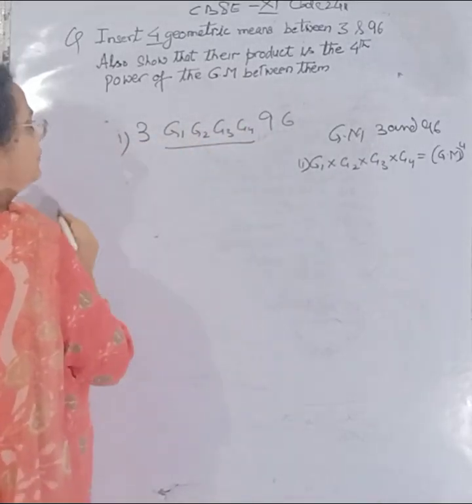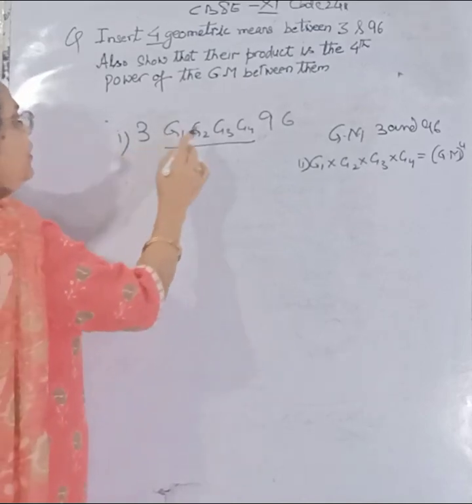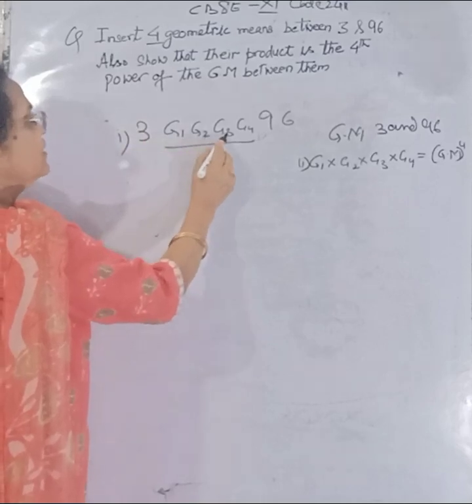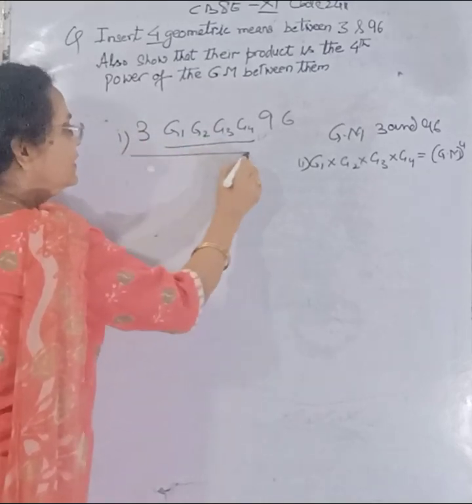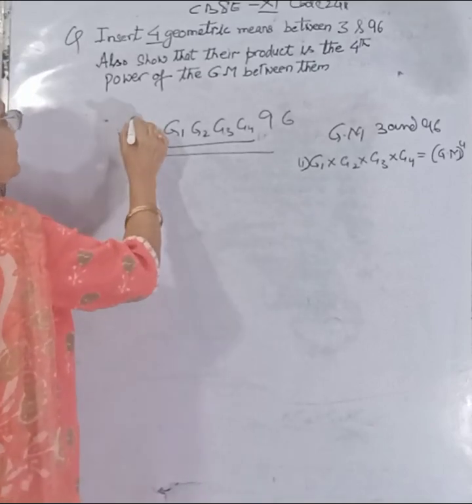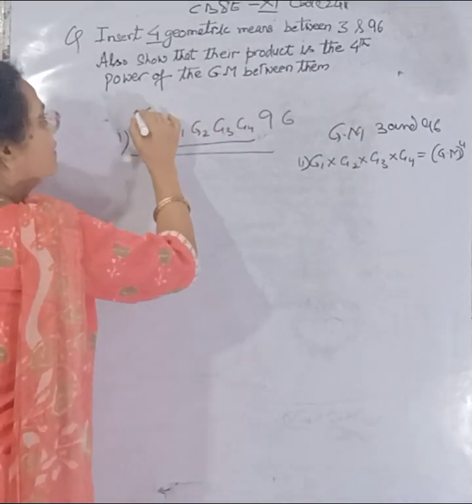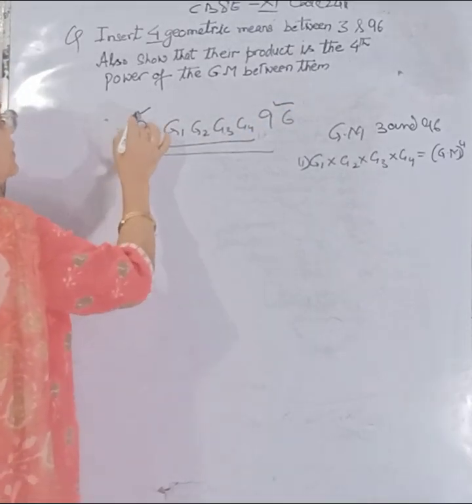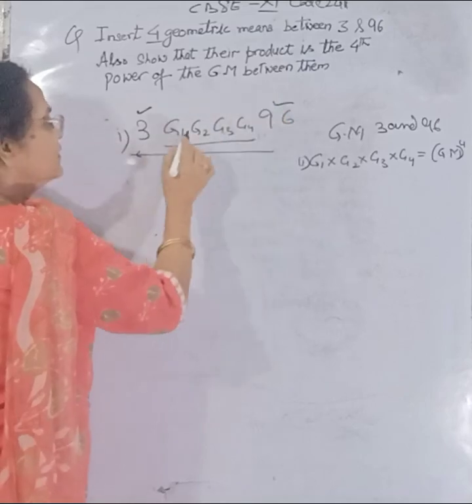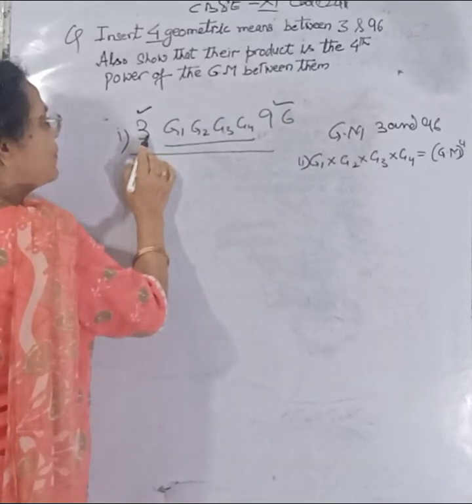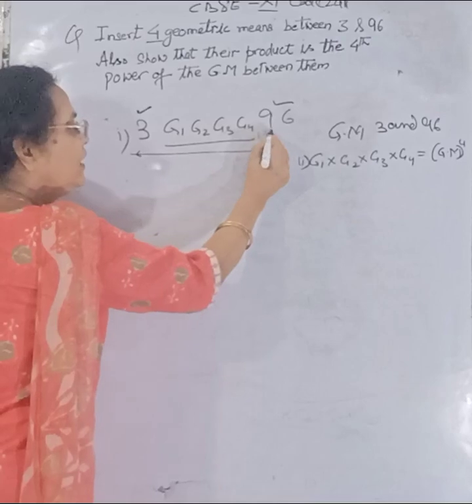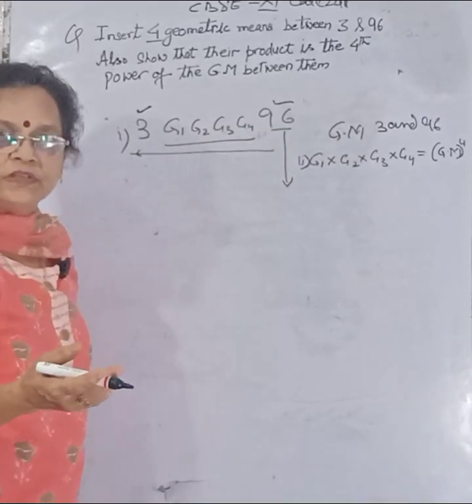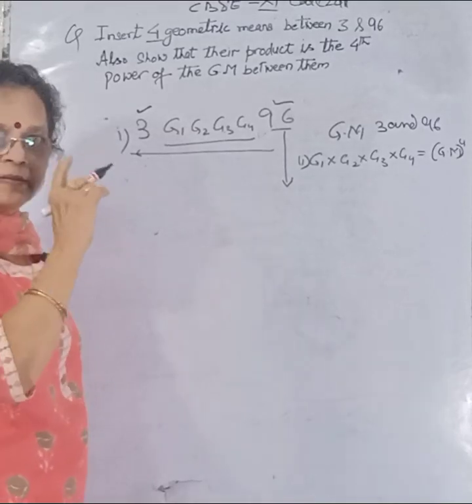अब इसके बीच में GM 4 करते हैं. 3 और 96 के बीच में, we have to insert 4 GM, first, second, third, fourth. It means in this geometrical series, starting from 3 till 96, we are having total number of terms 1, 2, 3, 4, 5, 6. It means 96 is the sixth position of the GP.